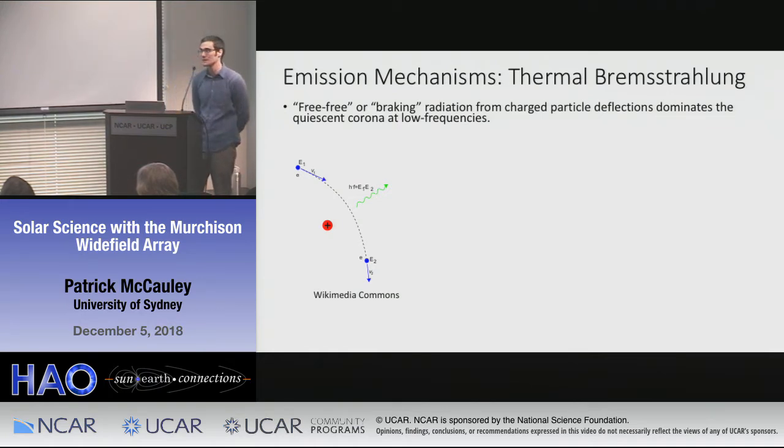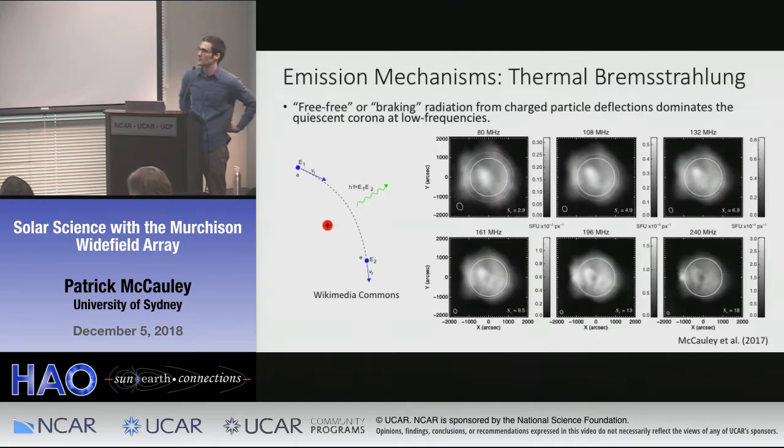So the quiescent emission from the sun at low frequencies is dominated by the thermal Bremsstrahlung process. So that's just because the corona is ionized, and as the ions and the electrons deflect off of one another, mainly the electrons deflecting off of the ions, they produce a bit of radio emission as they do.